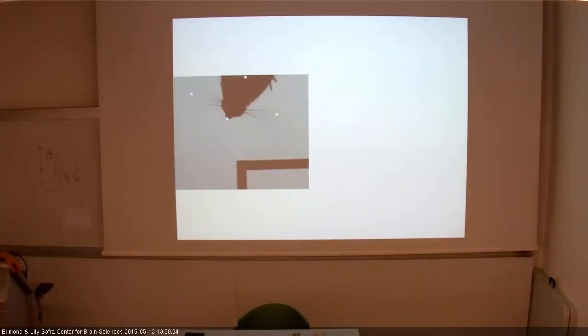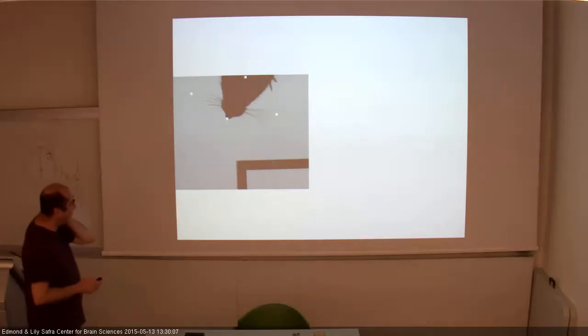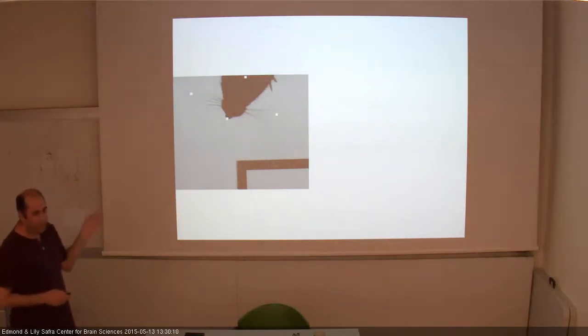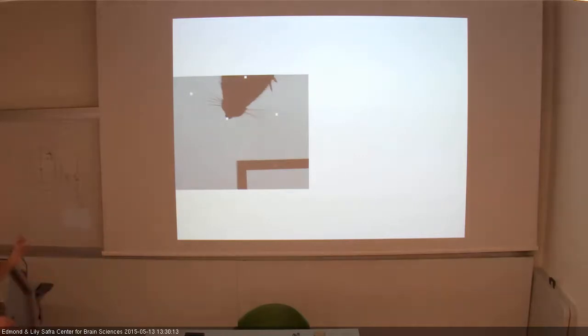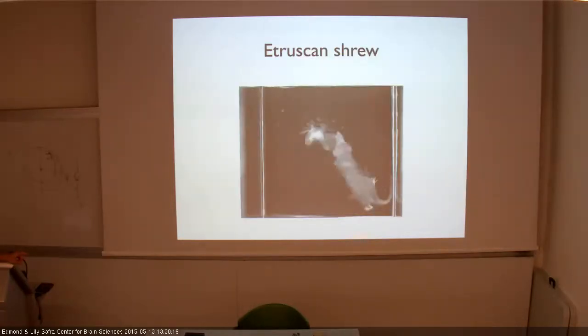Rats are not the only animals that use whiskers, of course. The smallest rodent is called the shrew. Sorry, I don't think it's a rodent. I think it's a mammal, but I'm not sure it's a rodent. It's a shrew. This is an animal that eats cockroaches, and they do that only with the whiskers. They don't see it in complete darkness.